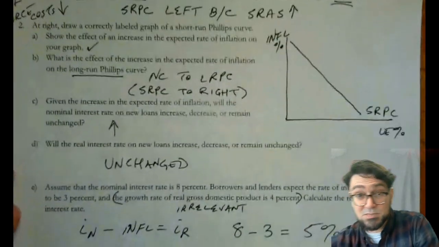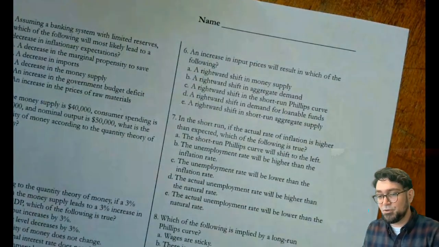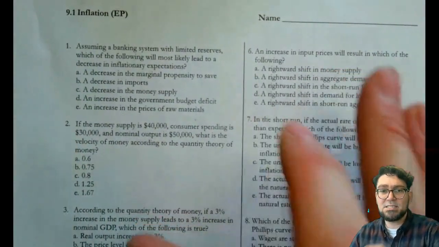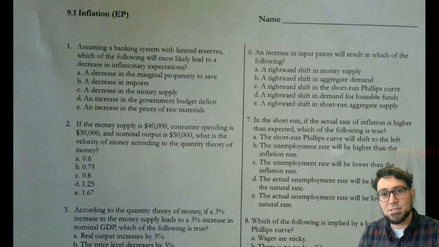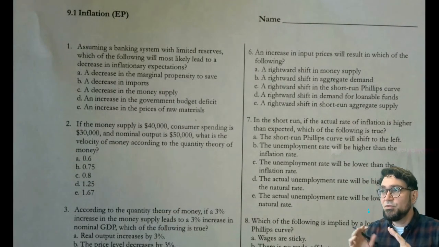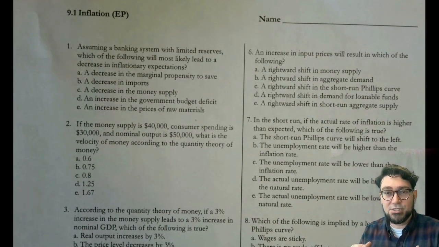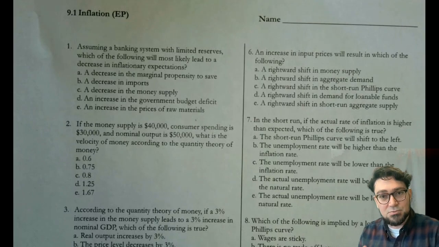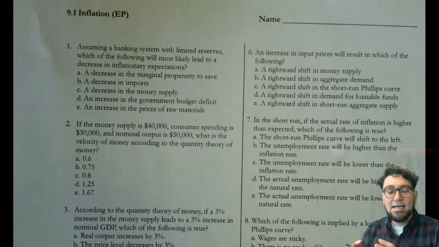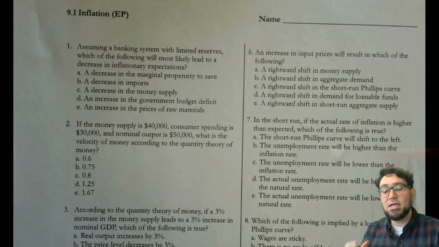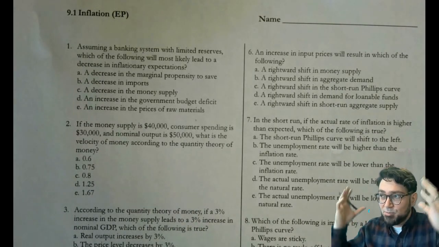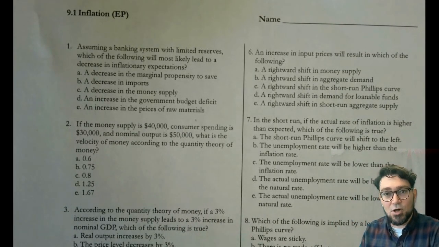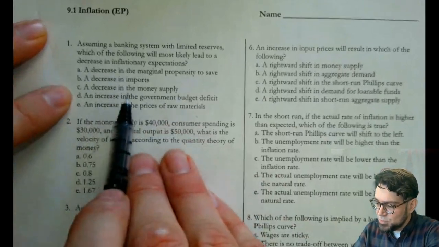So let's take a look at some of these multiple choice questions, see how we do over here. Number 1, assuming a banking system with limited reserves, which of the following will lead to a decrease in inflationary expectations? In other words, what could the central bank do to reduce how much inflationary expectations have? Well, they could jack up interest rates, right? They could make interest rates go really high, and that would cause a decrease in basically price levels in the economy. And if they do it for a sustained enough period of time, that can cause people's expectations about inflation to fall.